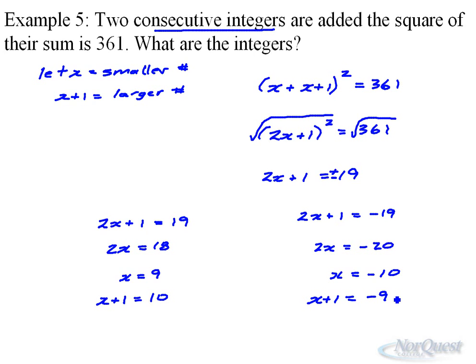Again, if you wanted to check, sum these together and square it. 19 positive squared is 361. 19 negative squared is 361.